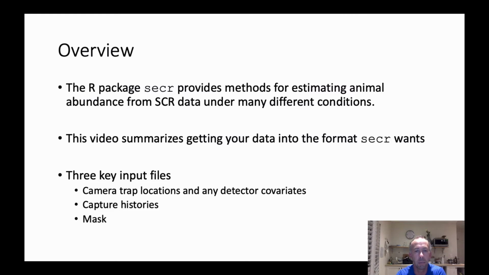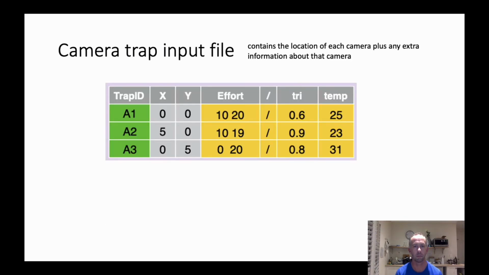There are three main input files that you need to enter. One is a file that contains the locations of camera traps and any covariates associated with those traps. The second file contains the capture histories, that's which animal is detected at which trap. And the third file is optional, and it contains your habitat mask.